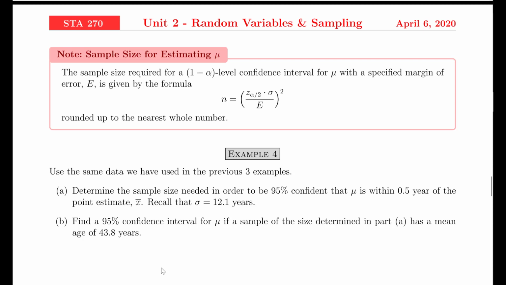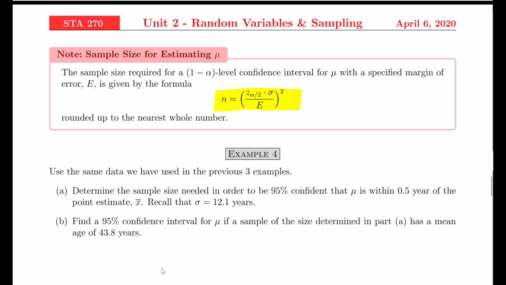And that's what we see right here in red on this formula. The sample size required for a 1 minus alpha level confidence interval for mu with a specified margin of error is given by the formula n equals z sub alpha over 2 times sigma over the margin of error, quantity squared. So here we have to know what z sub alpha over 2 is. That's our confidence level. We have to know the population standard deviation, that's sigma. And then we have to know what our desired margin of error is going to be.